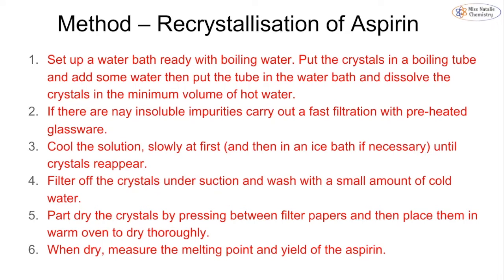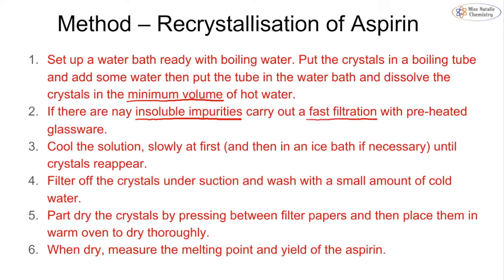So now we're going to look at the recrystallization part of the process. So we're going to set up a water bath ready with boiling water. We put the crystals into a boiling tube and then we add some water and put the tube into the water bath, and that's allowing us to dissolve the crystals in the minimum volume of hot water. Very important that we know it's the minimum volume. If there are any insoluble impurities, then we can carry that out with fast filtration.